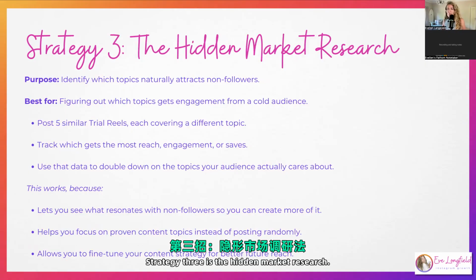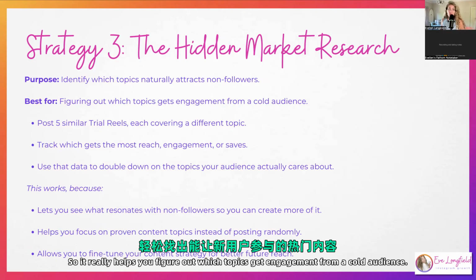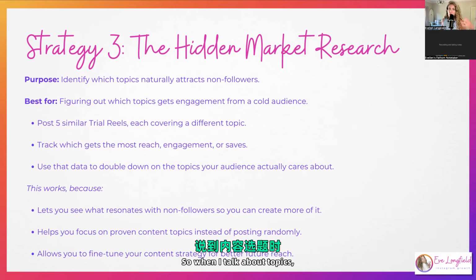Strategy three is the hidden market research. And oh, I love this one too, because it helps you identify which topics naturally attract non-followers. So it really helps you figure out which topics get engagement from a cold audience. So when I talk about topics, some people say content pillars, however you want to call it. But take me for example. I'm an Instagram growth coach, and I post about trending audio, about hashtags, about niche, about engagement, about likes, about saves, about how to grow, like I post about all these different subjects, right? That are all related to Instagram growth.